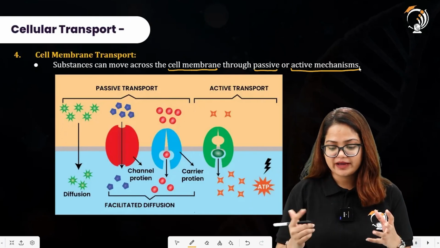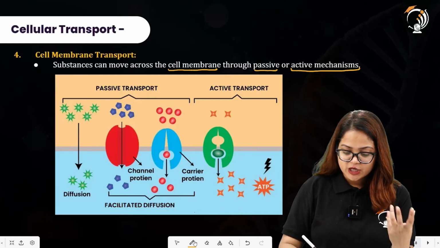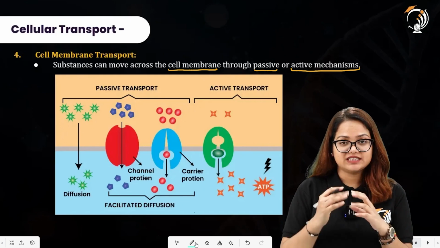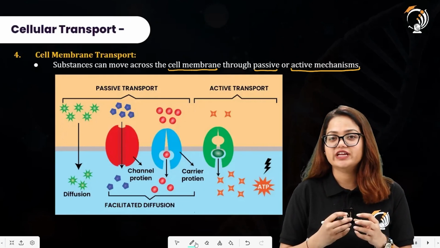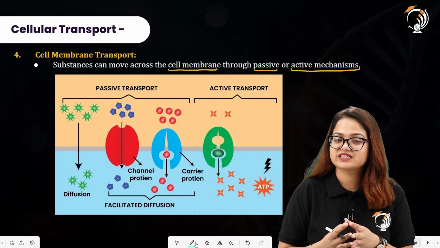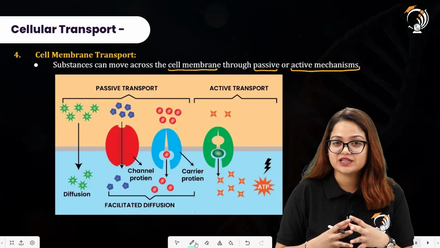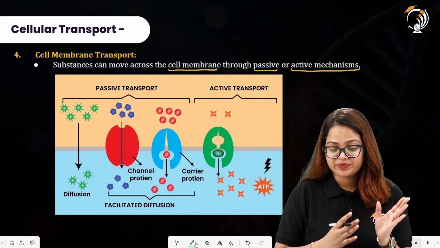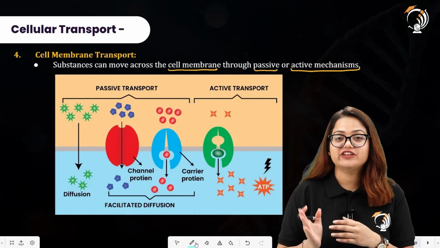Now, what do we mean by passive or active mechanisms? So, basically, the cells require some materials to be moved into the cell and to be moved out of the cells, but these movements occur through various processes, and for that we have passive and active mechanisms.